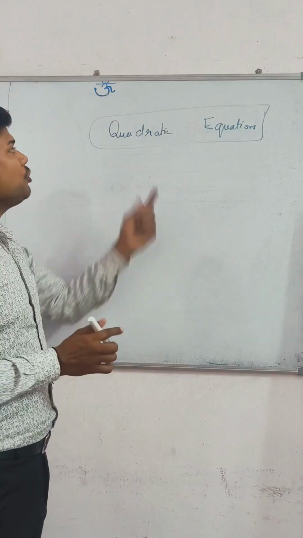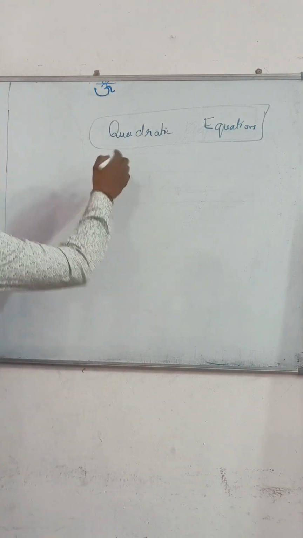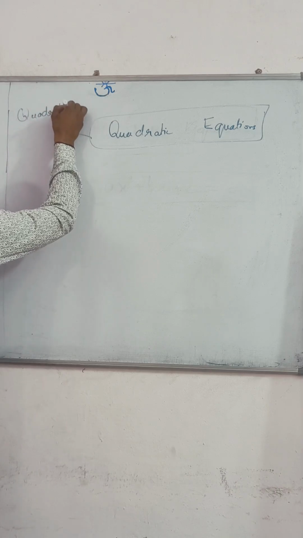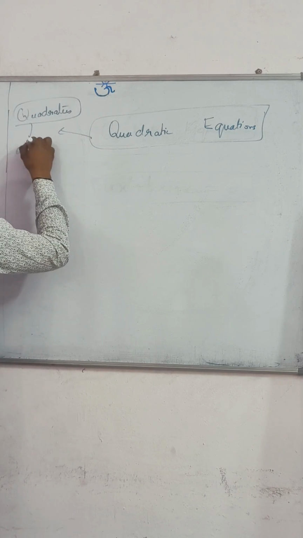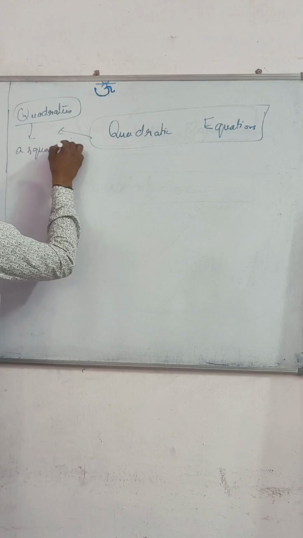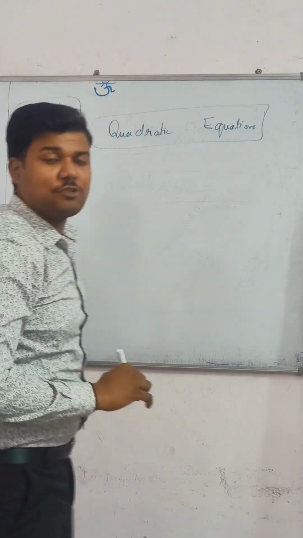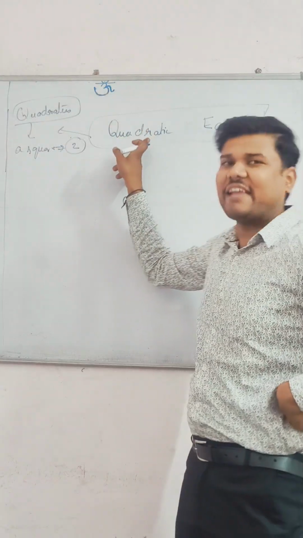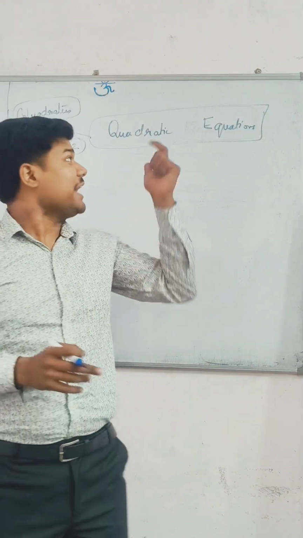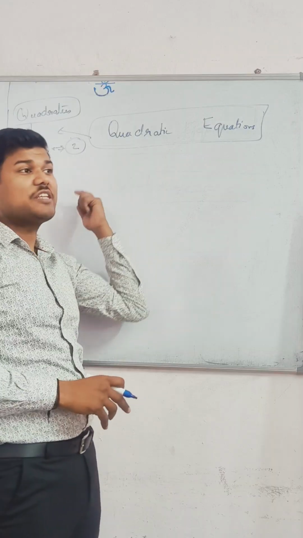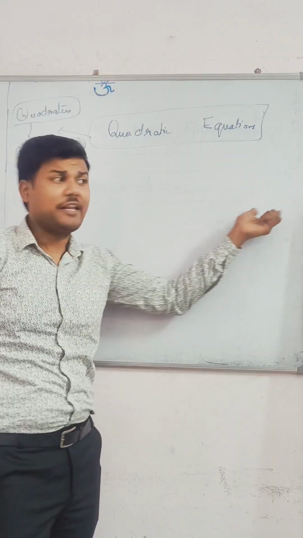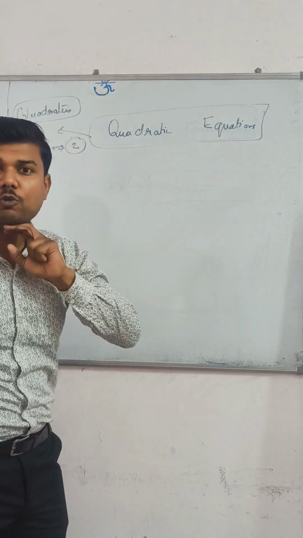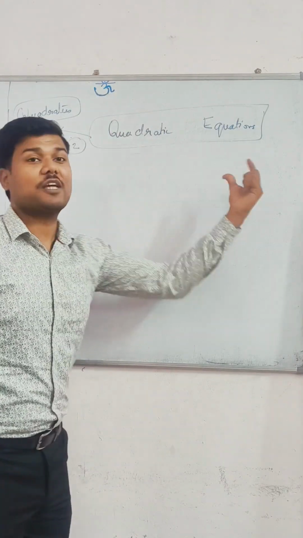First of all, we should know what is the meaning of the word quadratic. Quadratic comes from the Latin word quadratus, and quadratus means a square, a power of 2. That is the meaning of quadratus, and from there the word quadratic has arrived. In a quadratic equation, a polynomial is written, the equal to sign is used, and there is also a power of 2. Then it is called a quadratic equation.